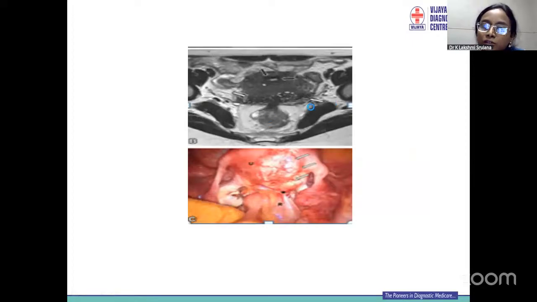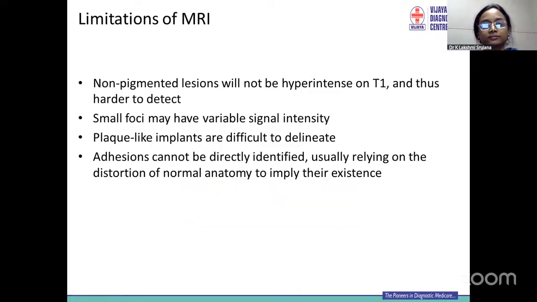This is a case of deep pelvic endometriosis involving the posterior serosa of the uterus and the posterior wall of the uterus. There is retraction of the adjacent rectum. This is a laparoscopic image showing the same with retraction of the rectum.